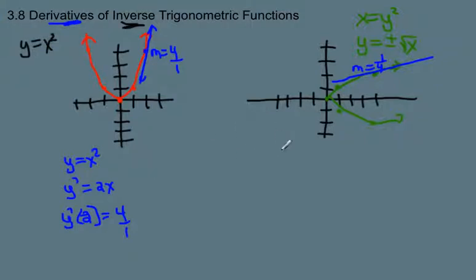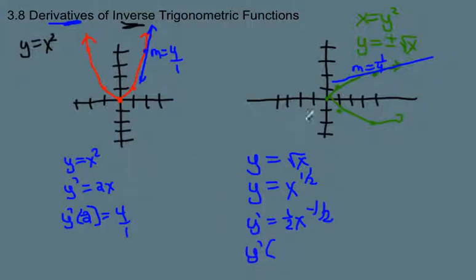So I'm going to start off with the equation y equals the square root of x. Now I'm only looking at the top half because the coordinate I'm interested in is (4, 2) right here. So y equals square root of x, which is x to the 1/2. The derivative of that is going to be 1/2 x to the negative 1/2. And now I want to evaluate.